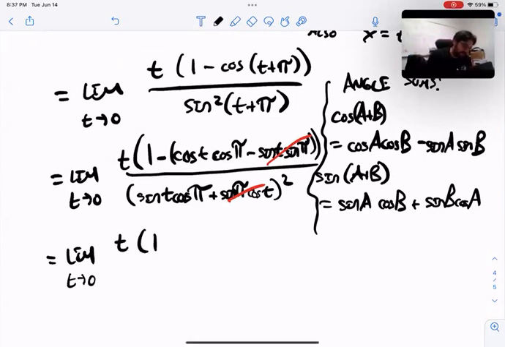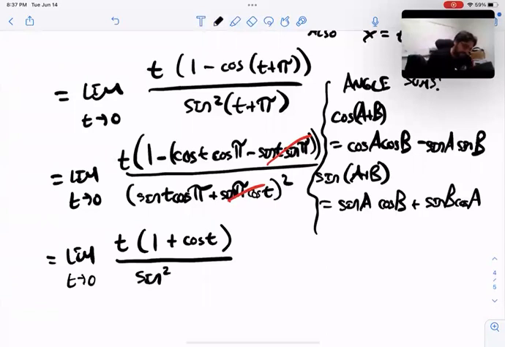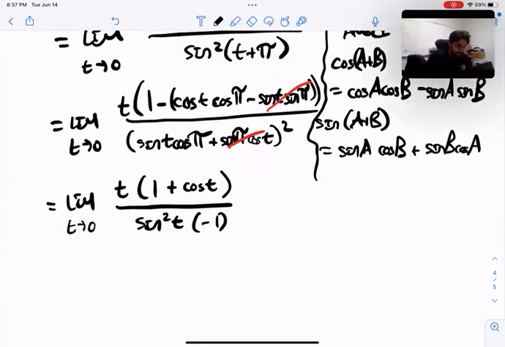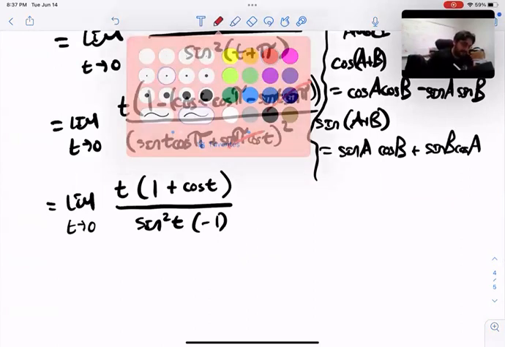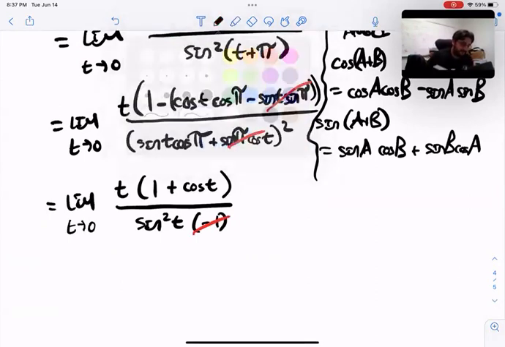So I get t times 1 minus cosine t times -1. That's actually going to be a double negative and flip to a positive. Over what's in the bottom, I have sine squared of t times cosine of pi, which is -1. But it got squared, so that goes away, since -1 squared is just +1. So there we go, I've rewritten the limit in this form.